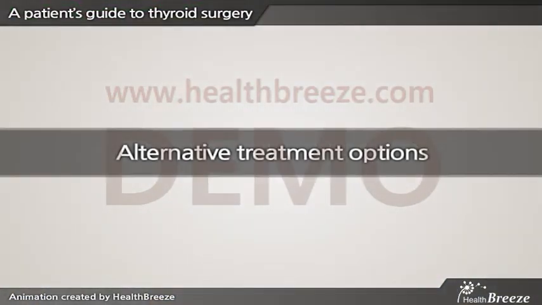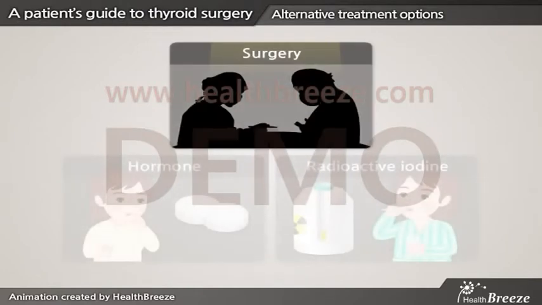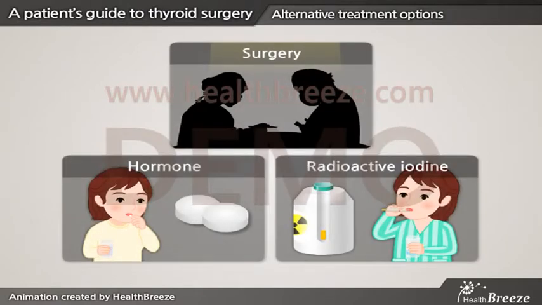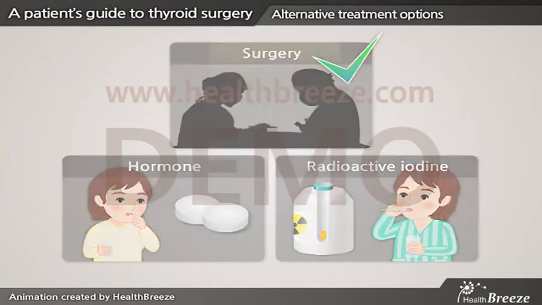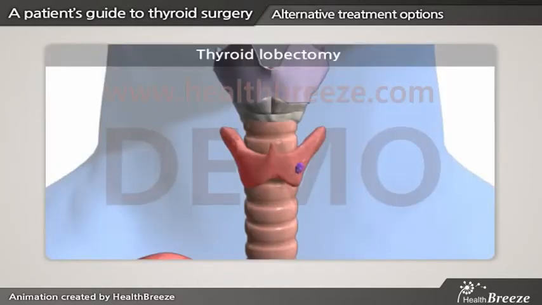Alternative treatment options. Thyroid cancer treatments include surgical, hormonal, and radioactive iodine. Currently, surgical resection of the involved thyroid gland is considered to be the main treatment option. Selected patients who are young or have a small cancer with low risk for recurrence may undergo a thyroid lobectomy and resect only the affected thyroid lobe.